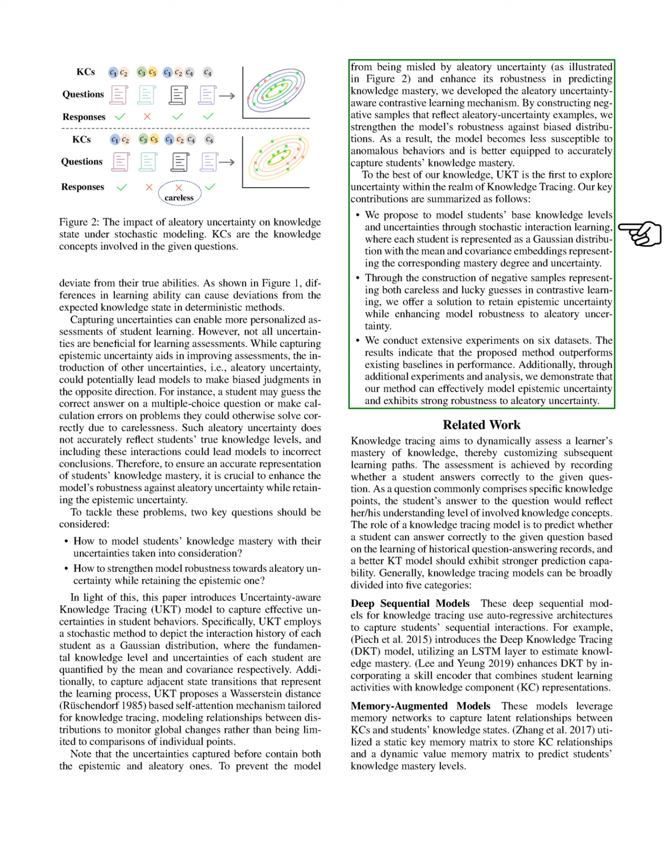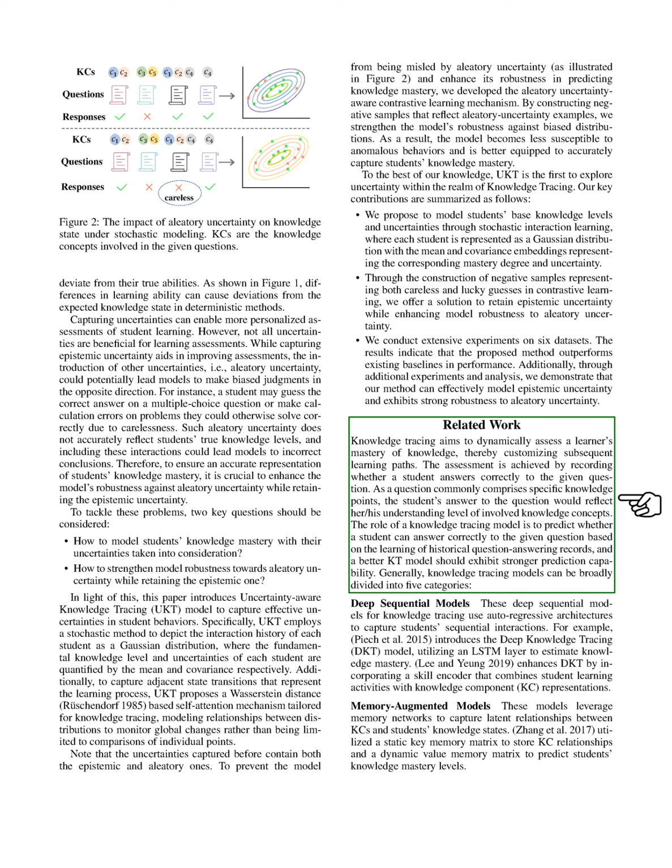Our extensive experiments on 6 datasets show that our method outperforms existing models, effectively modeling epistemic uncertainty while demonstrating strong resilience to aleatory uncertainty. In the following section, we delve into related work, highlighting how knowledge tracing aims to dynamically evaluate a learner's mastery and customize their learning paths based on their historical performance. A well-designed KT model should enhance prediction accuracy by analyzing whether students answer questions correctly, reflecting their understanding of the relevant knowledge concepts.